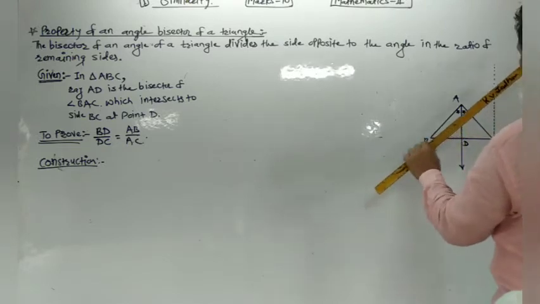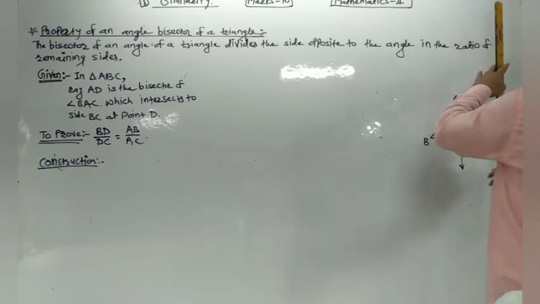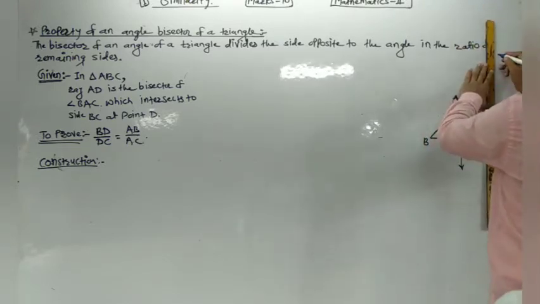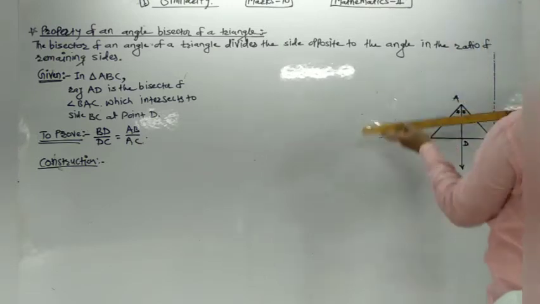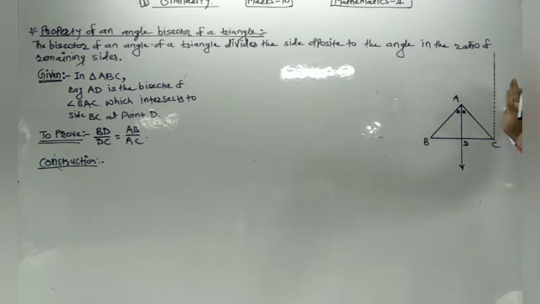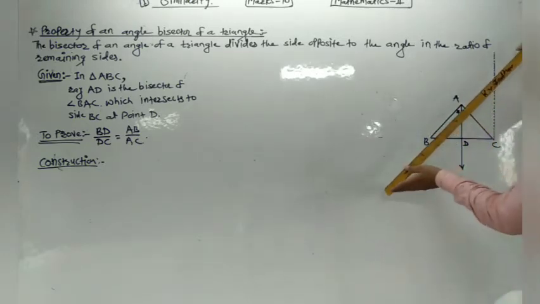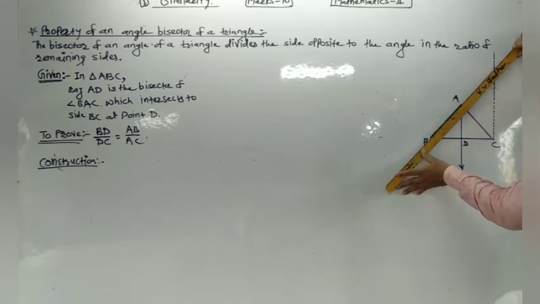Right. Now this line is parallel to ray AD, which intersects line BA at point E.